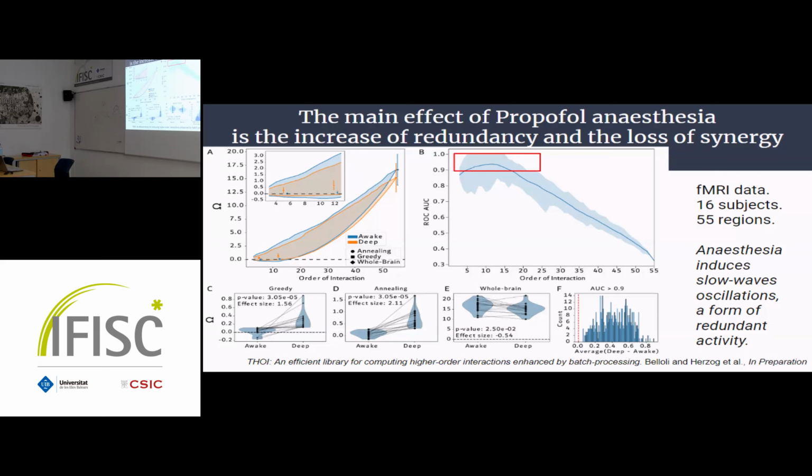And when you look at all the regions, at all the high order interactions that give you a performance higher than 0.9, you see that the delta is always positive. So if you take all these features, all these high order interactions, they are all related to increases in the O information. So this is the main effect of anesthesia at these levels of interactions: it increases the O information, with the potential implication of destroying synergies.